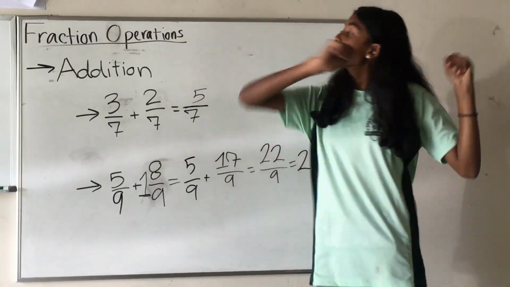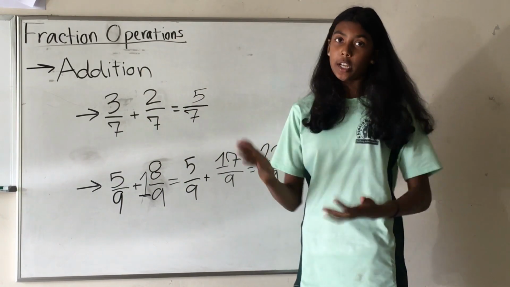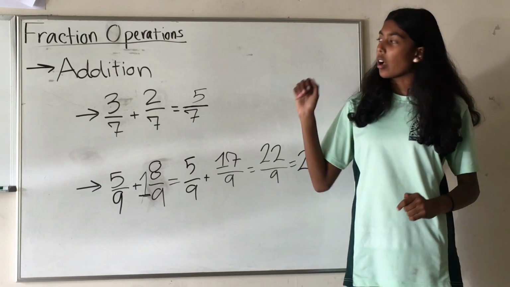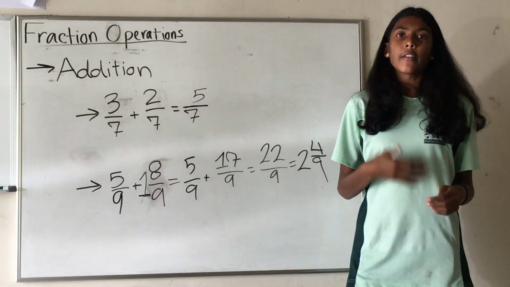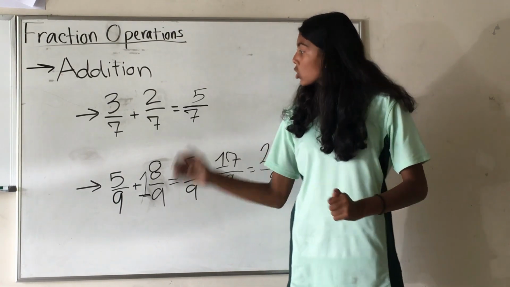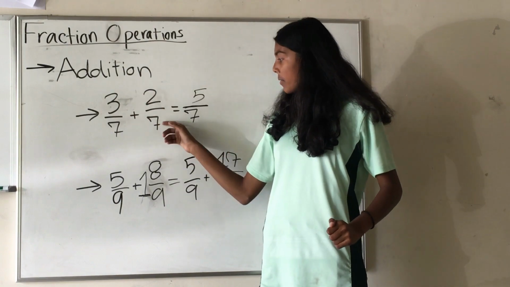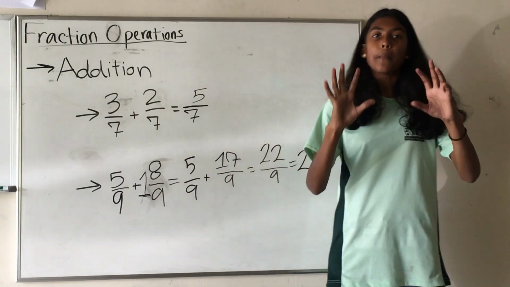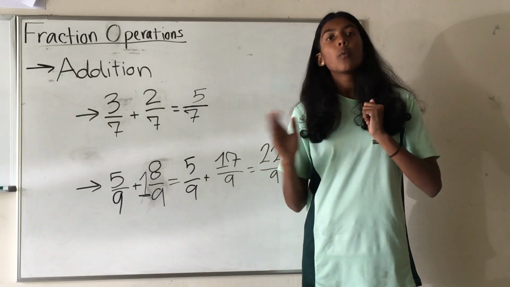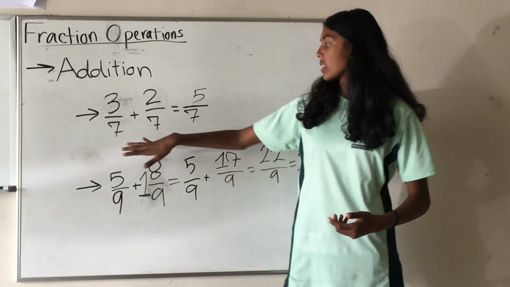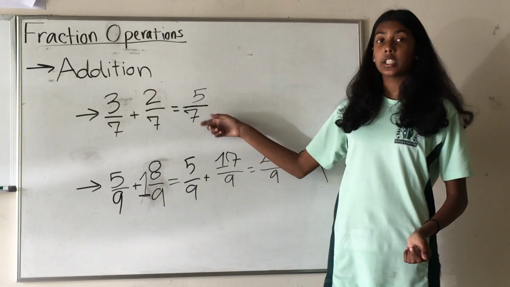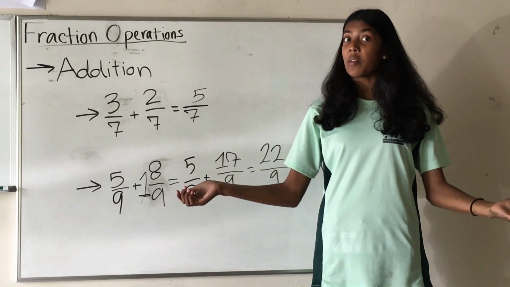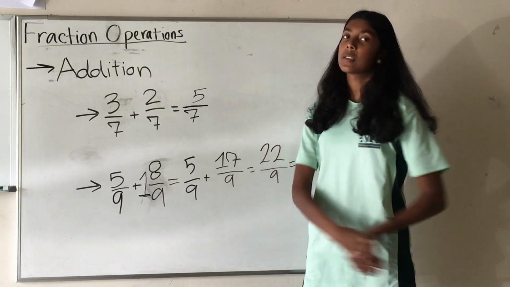Our next topic of today is going to be fraction operations. It's also going to be our last topic. But anyways, we're going to start off with addition. And for addition, let's have two problems. 3/7 plus 2/7, and 5/9 plus 1 8/9. The first one's going to be pretty easy. When you add fractions that have the same denominator, you keep the denominator and you just add the numerators. So 3/7 plus 2/7 is 5/7.